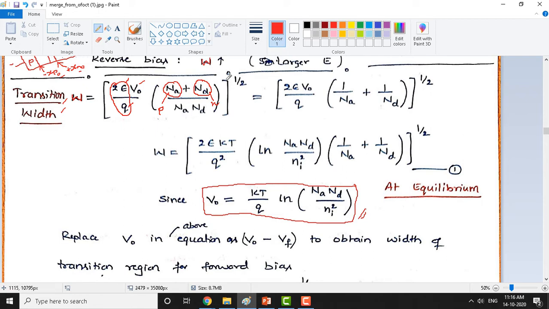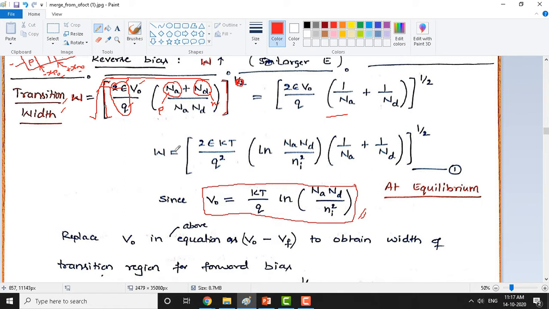The whole function is under the square root. So instead of using this half, you can also write the root here like this, and in that case you can eliminate this. This is the same equation with a small modification. If you split this sum into two parts, Na cancels and you get 1 by Nd and 1 by Na. That is the change we have done in this term.